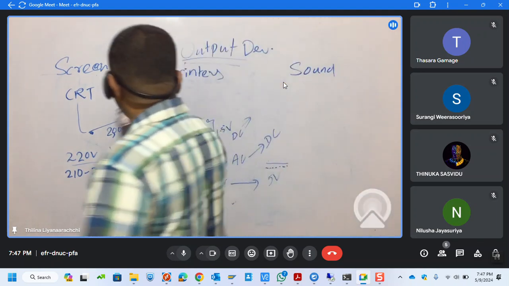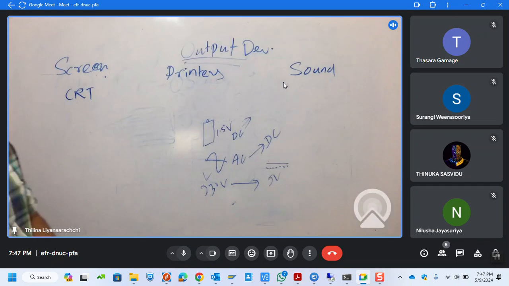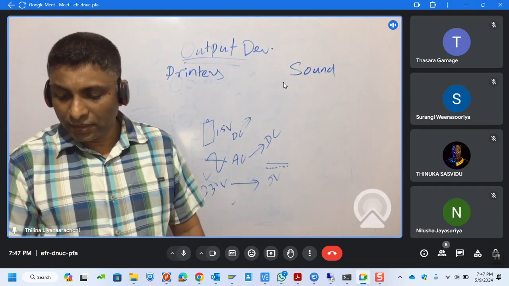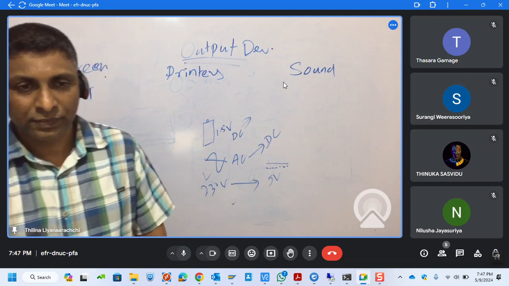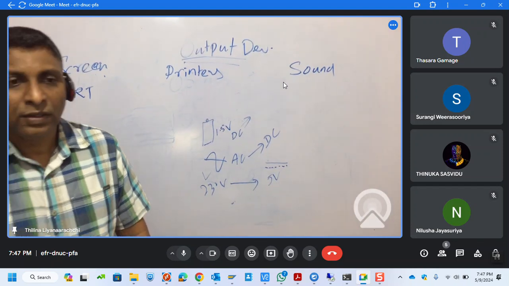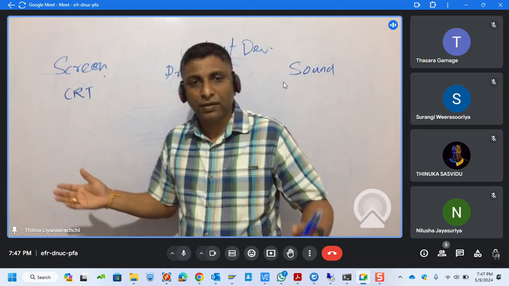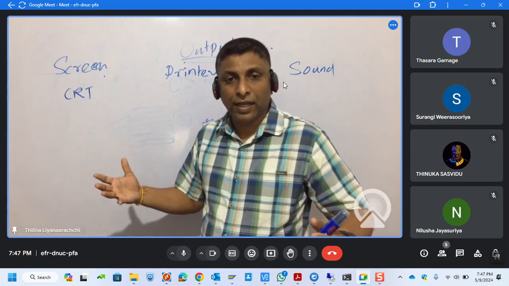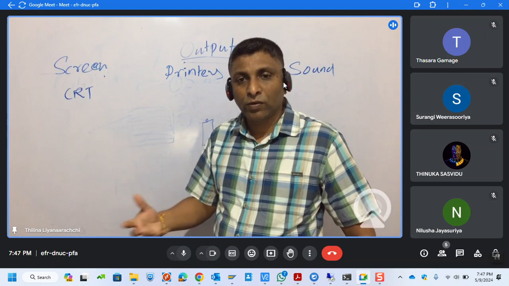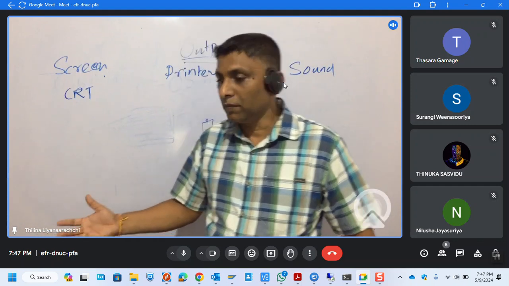So CRT is one type of monitor, cathode ray tube. If you want, you can make notes: larger in size and consumes more electricity. Later on, they thought this is very bulky and takes a lot of space, for example when you want to establish an office workspace.